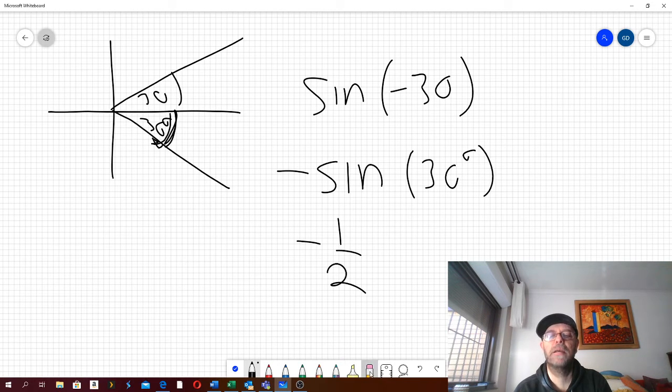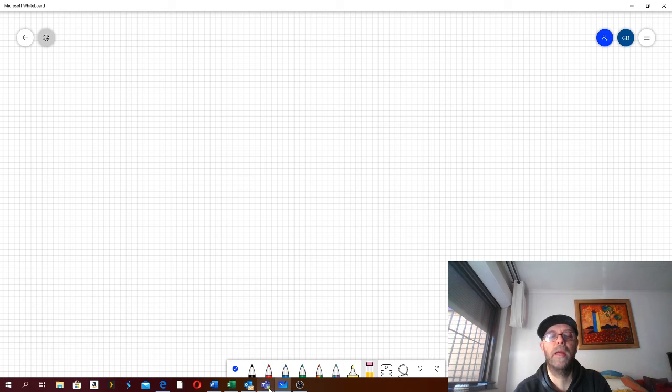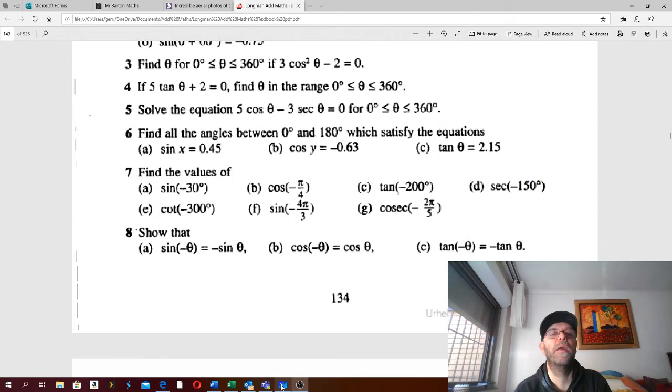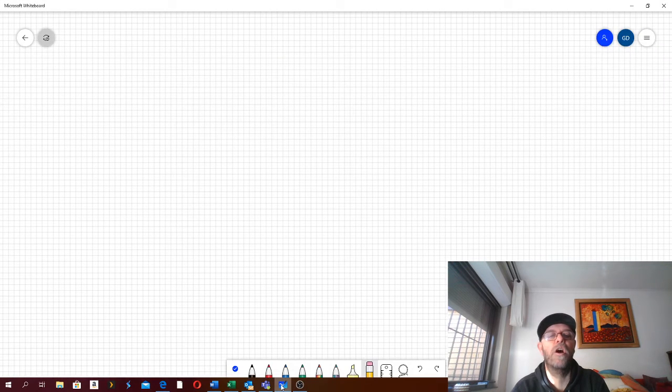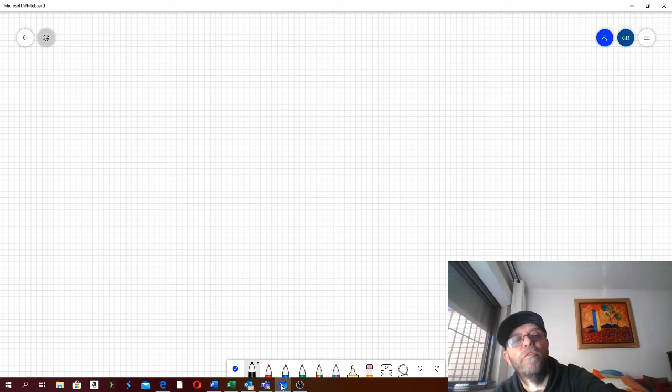All right, let's go on to the next one quickly, 7b. And 7b says the following. It is cos of minus pi over 4. So now suddenly we're working with radians, because the minute you see a pi in an angle, you know that you're working with radians. So cos of minus pi over 4.